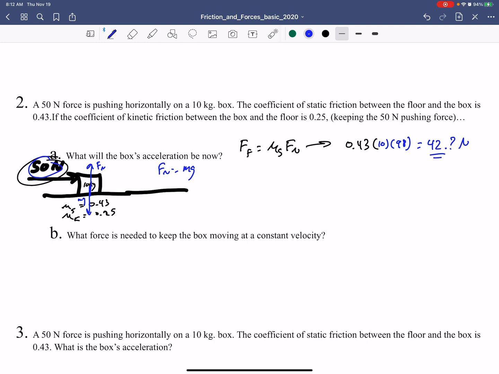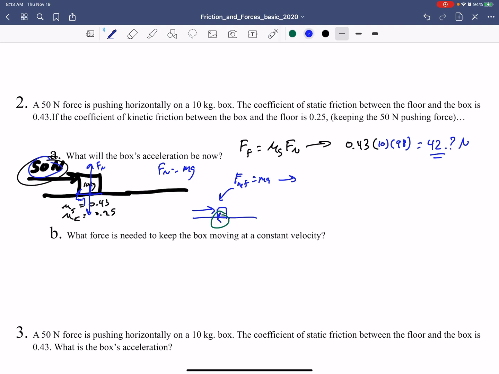Okay, so the first thing to remember is F net equals ma. Net means total. We have two forces going on here. I'll just draw it again. We have the pushing force this way, and we have the kinetic frictional force this way. So F net is the total of those two forces. And remember that one of them is going in a negative direction. This one's going in a negative direction, so we just got to be a little careful there.